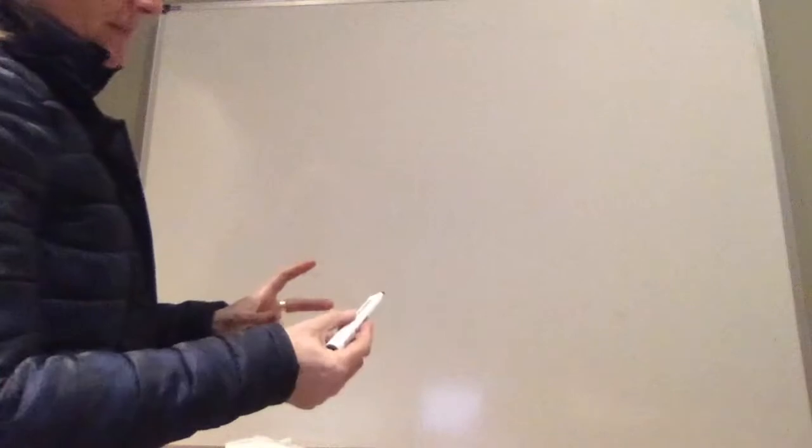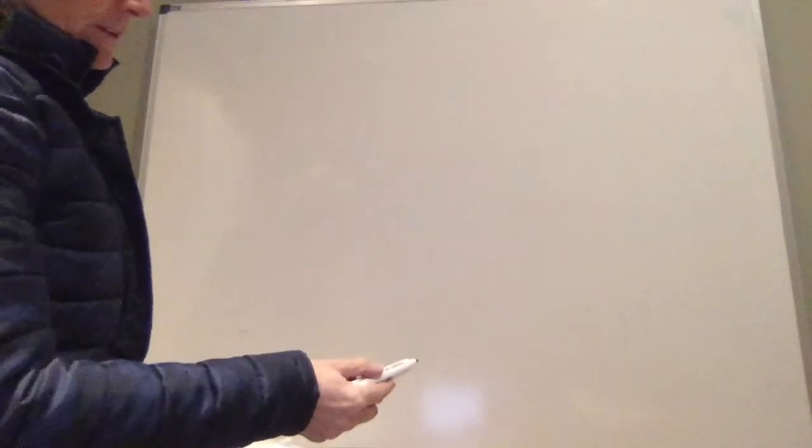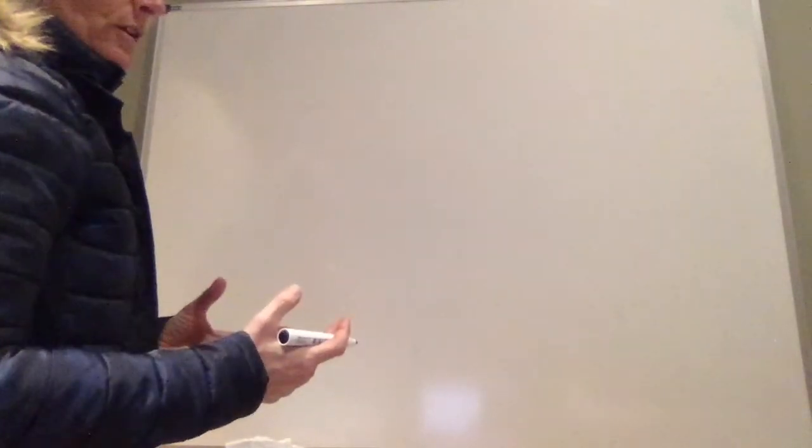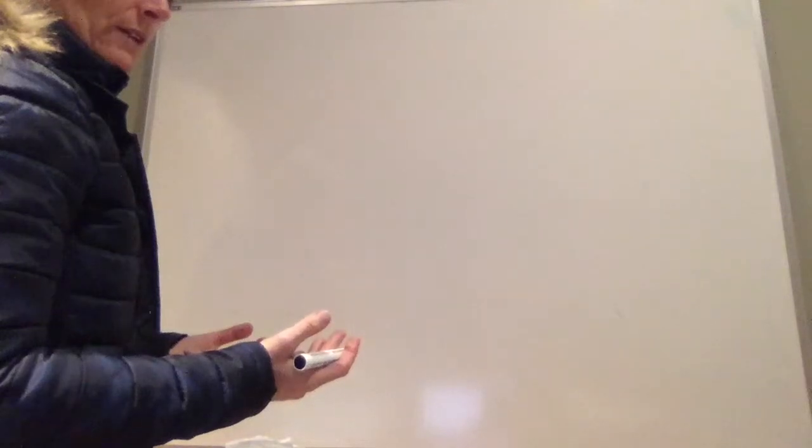So now we've explained that a thermistor is a device whose resistance varies with temperature. And as the temperature goes up, the resistance goes down.